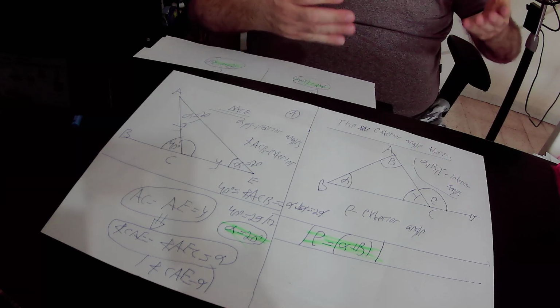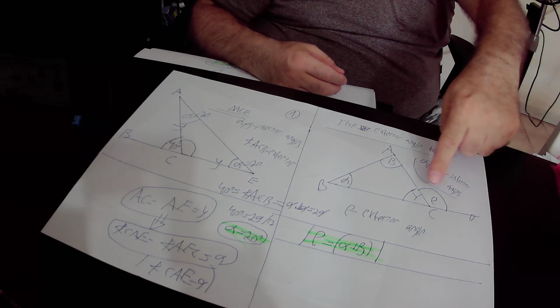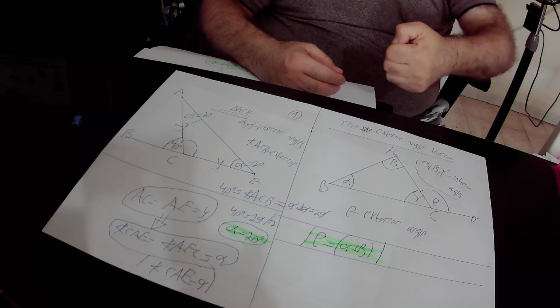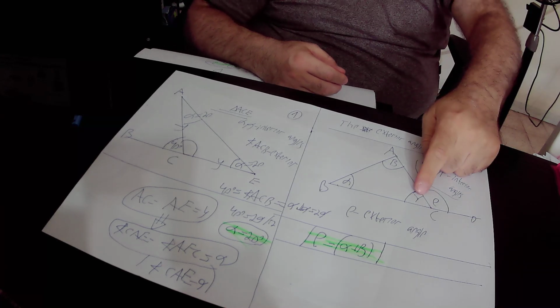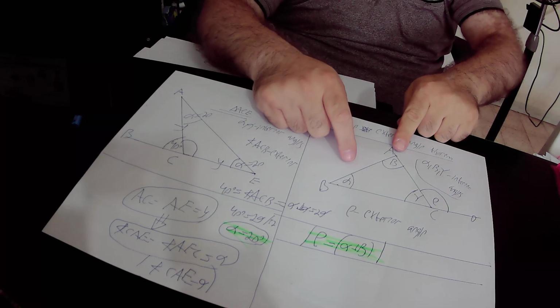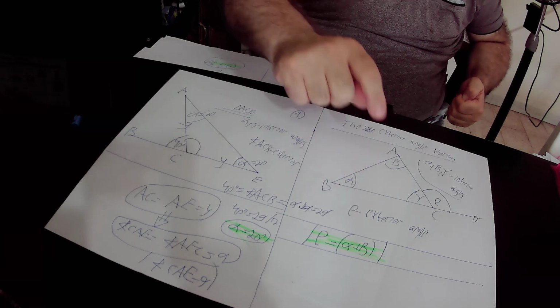So what is the size of the exterior angle, angle ACE, that is equal to E? The size of angle E equals the sum of the two interior angles that are not adjacent to it. This angle gamma is adjacent to it, and the two other interior angles that are not adjacent to it are alpha and beta. Therefore, the size of angle E equals alpha plus beta.